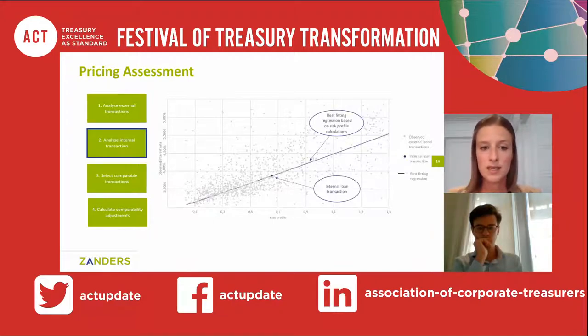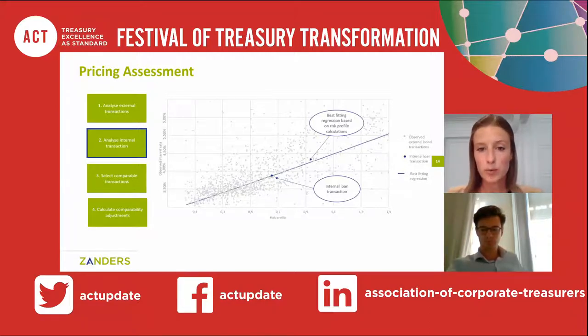What we then do in a second step is we determine the risk profile of the tested transaction. And we map that on the best fitting regression of that bond data. And this is how we determine a credit risk premium for a very specific tested transaction.